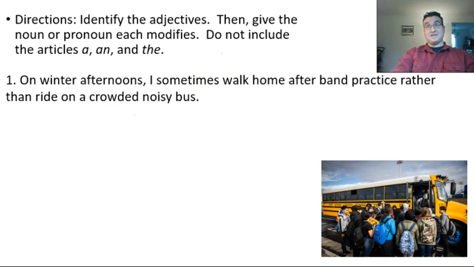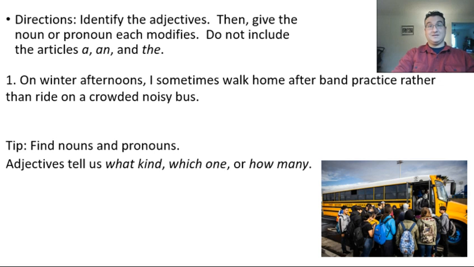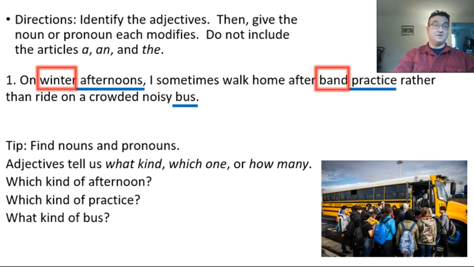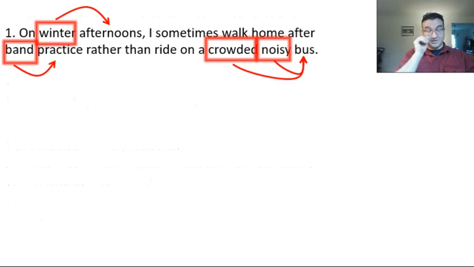On winter afternoons, I sometimes walk home after band practice rather than ride on a crowded, noisy bus. You take a look at it, and we're going to try to find the nouns and pronouns. Then we're going to find adjectives that tell us what kind of noun, or which one of the nouns, or how many of the nouns. So here's the nouns in this sentence. And so, what kind of afternoon? A winter afternoon. What kind of practice? A band practice. And what kind of bus? A crowded and noisy bus. So there's number 1. We found the nouns. We left out some pronouns there like I and home, but those are nouns and pronouns that didn't have anything modifying them. So there you can see it all put together.